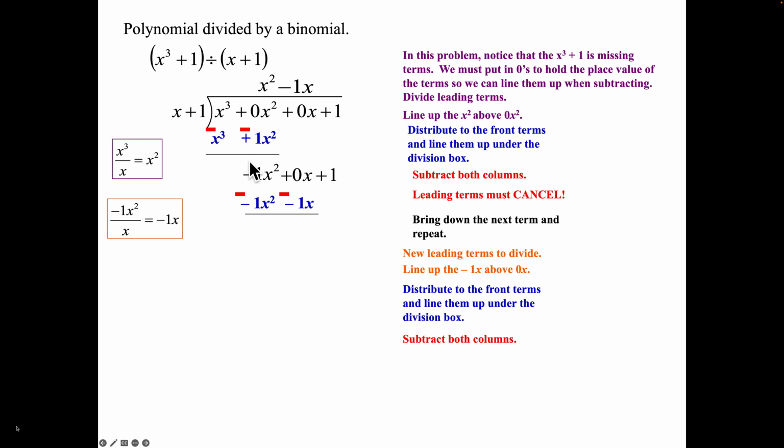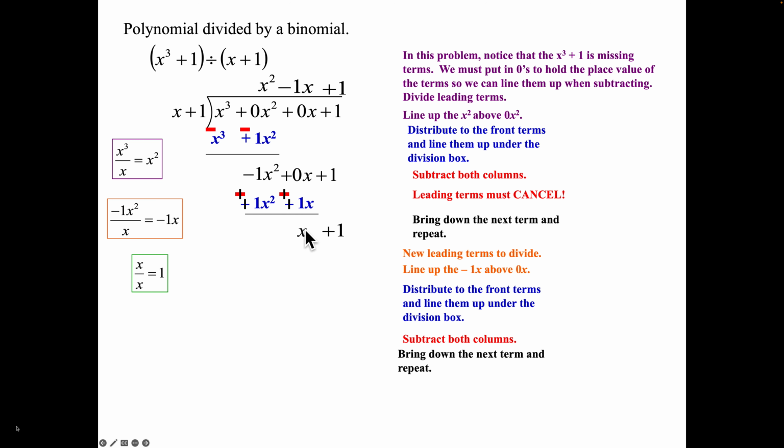Remember, these have to cancel. Minus minus makes this a plus plus, plus plus. These cancel out. 0 plus 1 is 1x. Bring down the plus 1. Well, new leading term, x. With this x, x divided by x is 1. Put the plus 1 up here.